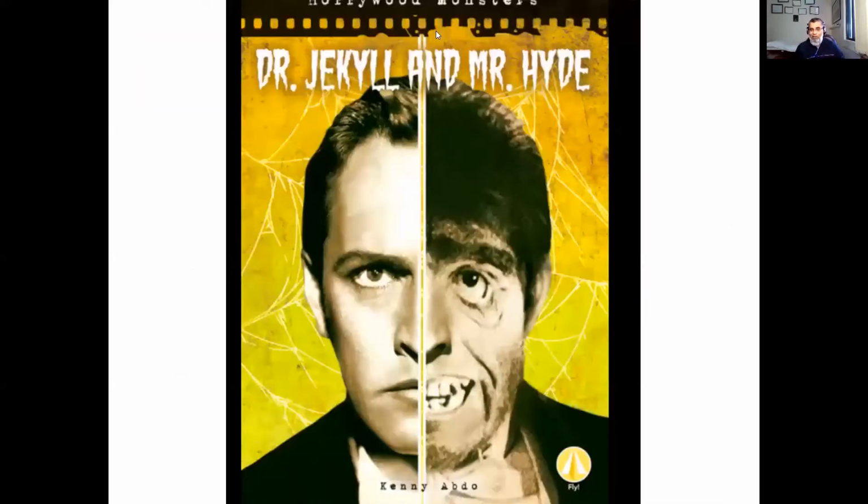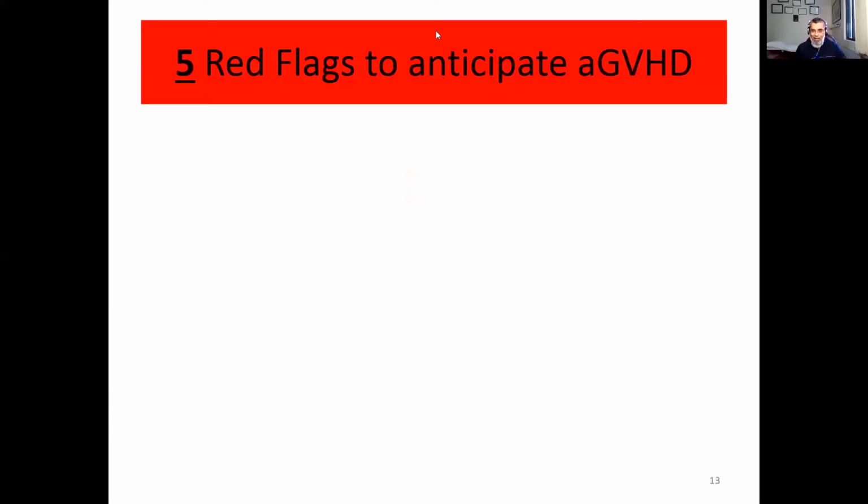Which brings us to Dr. Jekyll and Mr. Hyde, the good and bad self of the same person, where there's a transformation from good to bad, and we just need to figure out how to do that. There are 5 red flags of GVHD. There are 5 circumstances where you should be ready and anticipating GVHD.